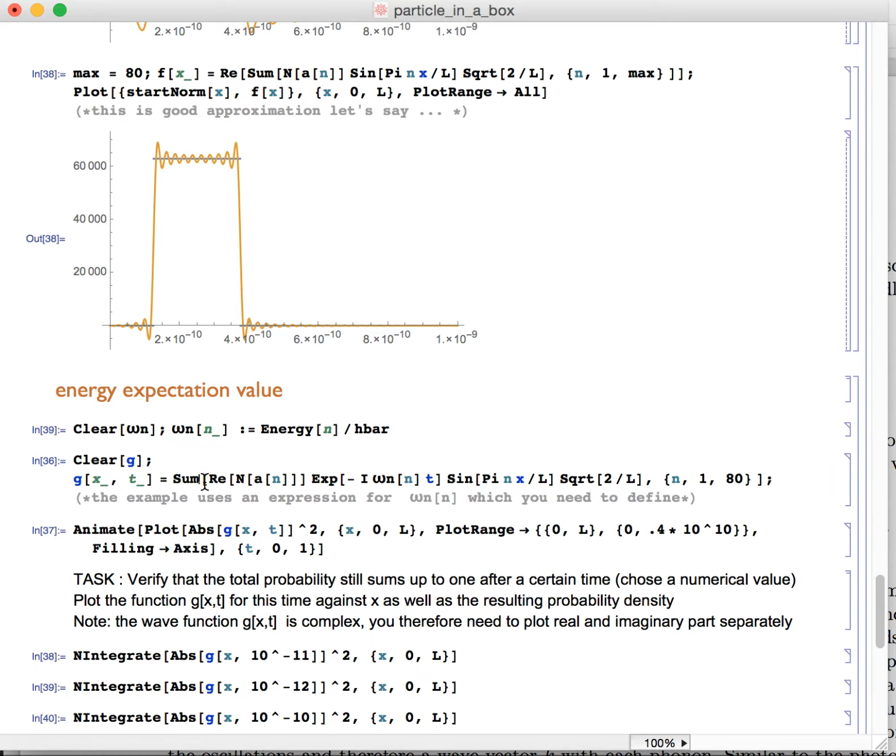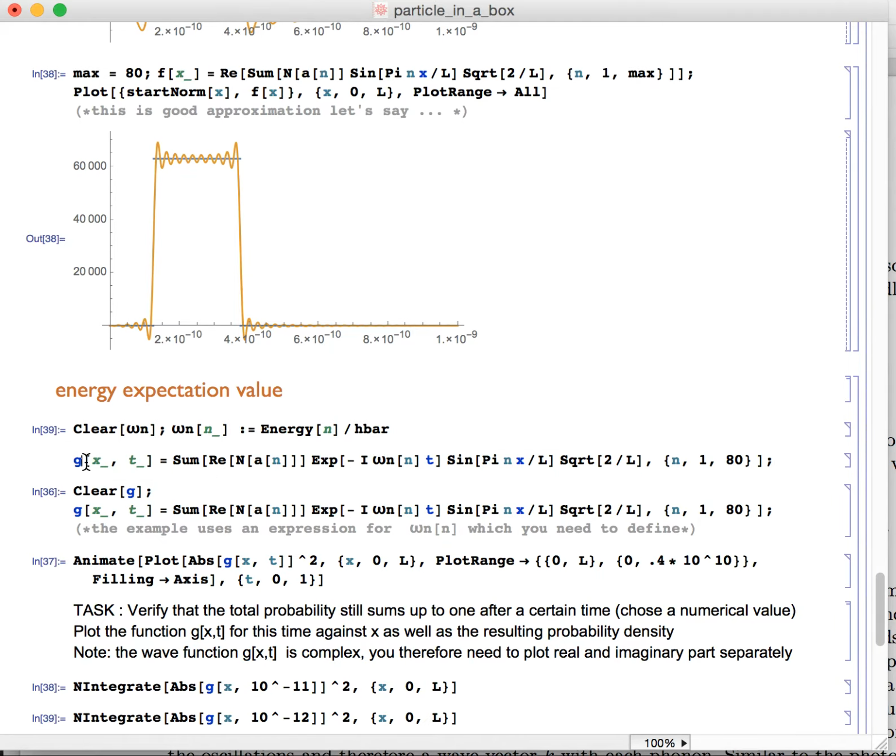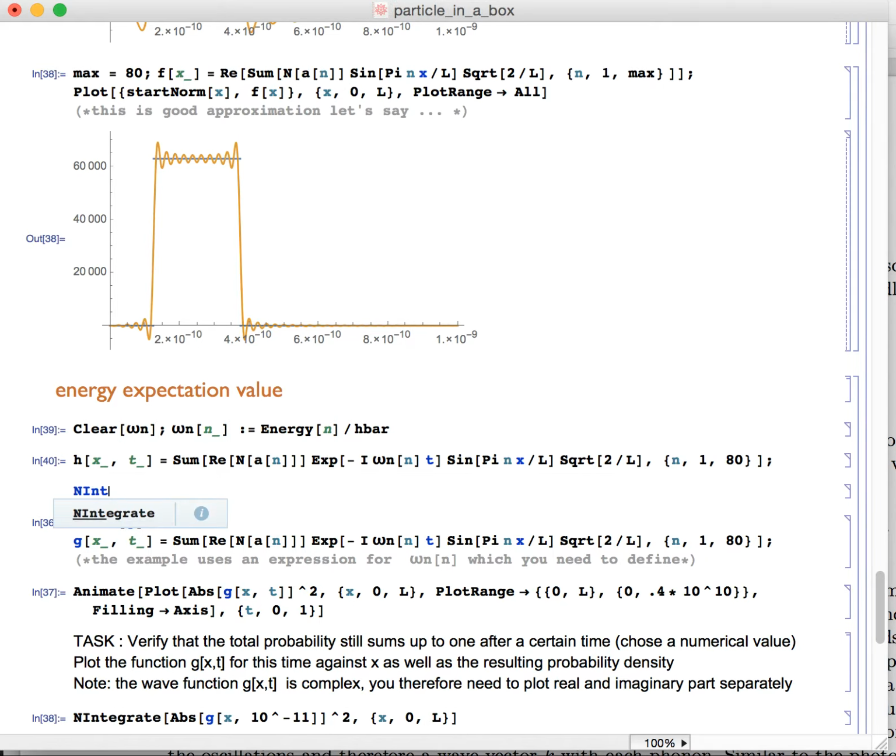We can still take this factor here actually now and fix. So maybe we can do this now. We can take this function here and we call this now function h. And now we would like to calculate the normalization of this function because it's a bit different to the original function. So we take the function h on x and we take the time equals 0.